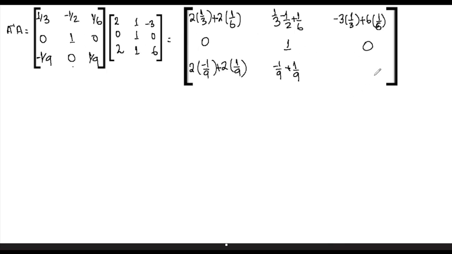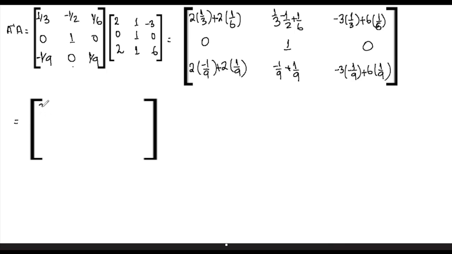Then we have the last row and the last column. Last row multiplied with the last column, minus 1 by 9 into minus 3, so we have minus 3 into minus 1 by 9. Then we have 0 into 0 gives us 0, and 1 by 9 into 6 gives us plus 6 into 1 by 9. Now we are going to solve it.